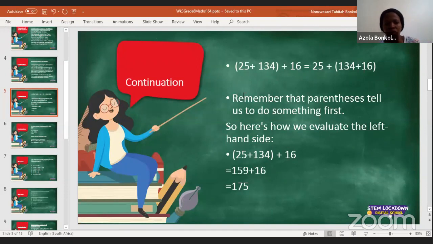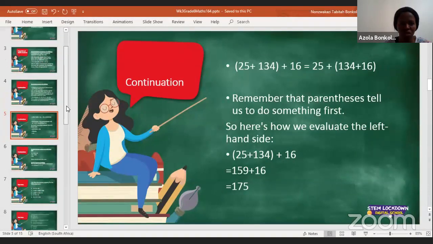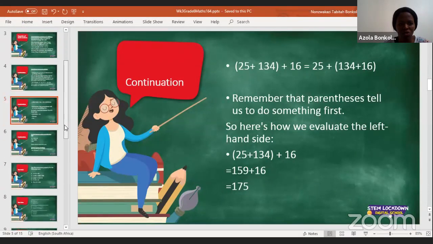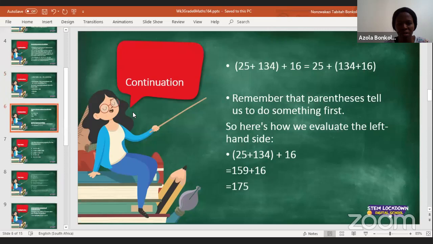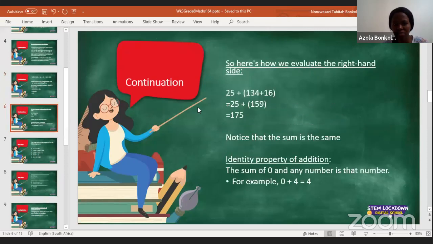All right, our next one is going to be identity property. My screen is just freezing here, but I do want you to follow. Okay, here it is now. Our next one is identity property of addition. Now it says here, the sum of 0 and any number is that number.